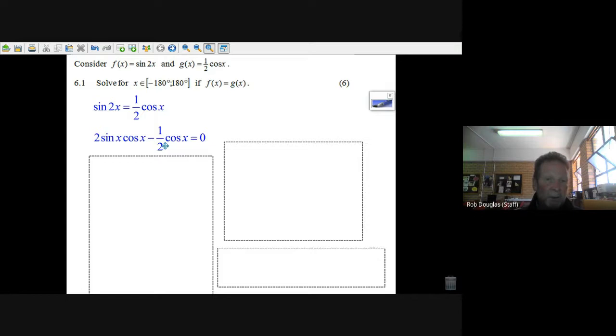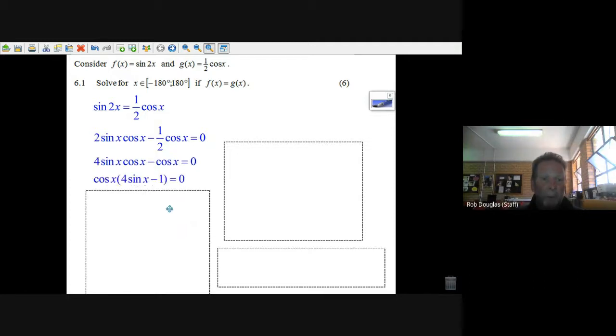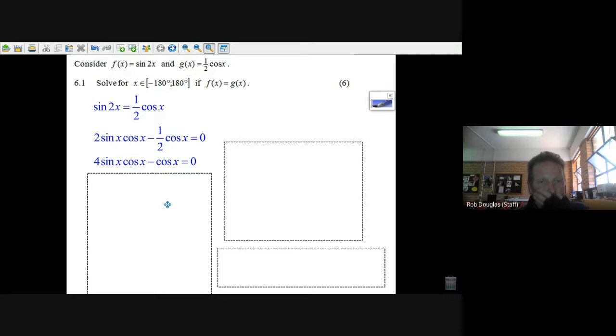Now, fractions aren't so great. You actually want to get rid of them. If I multiply everything by 2, I'm going to get 4 sine x cos x minus cos x equals 0, because a half multiplied by 2 is 1. Hey, that looks a little better.